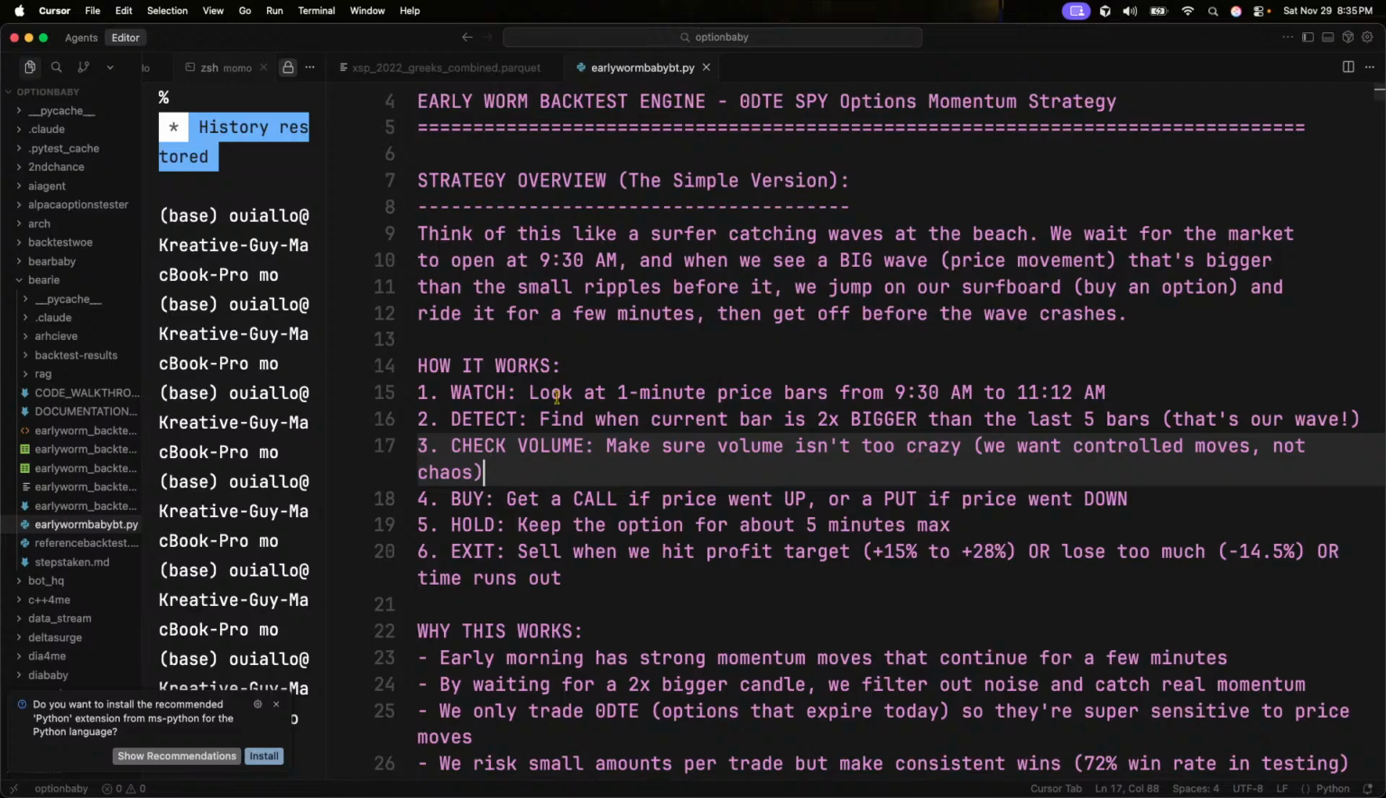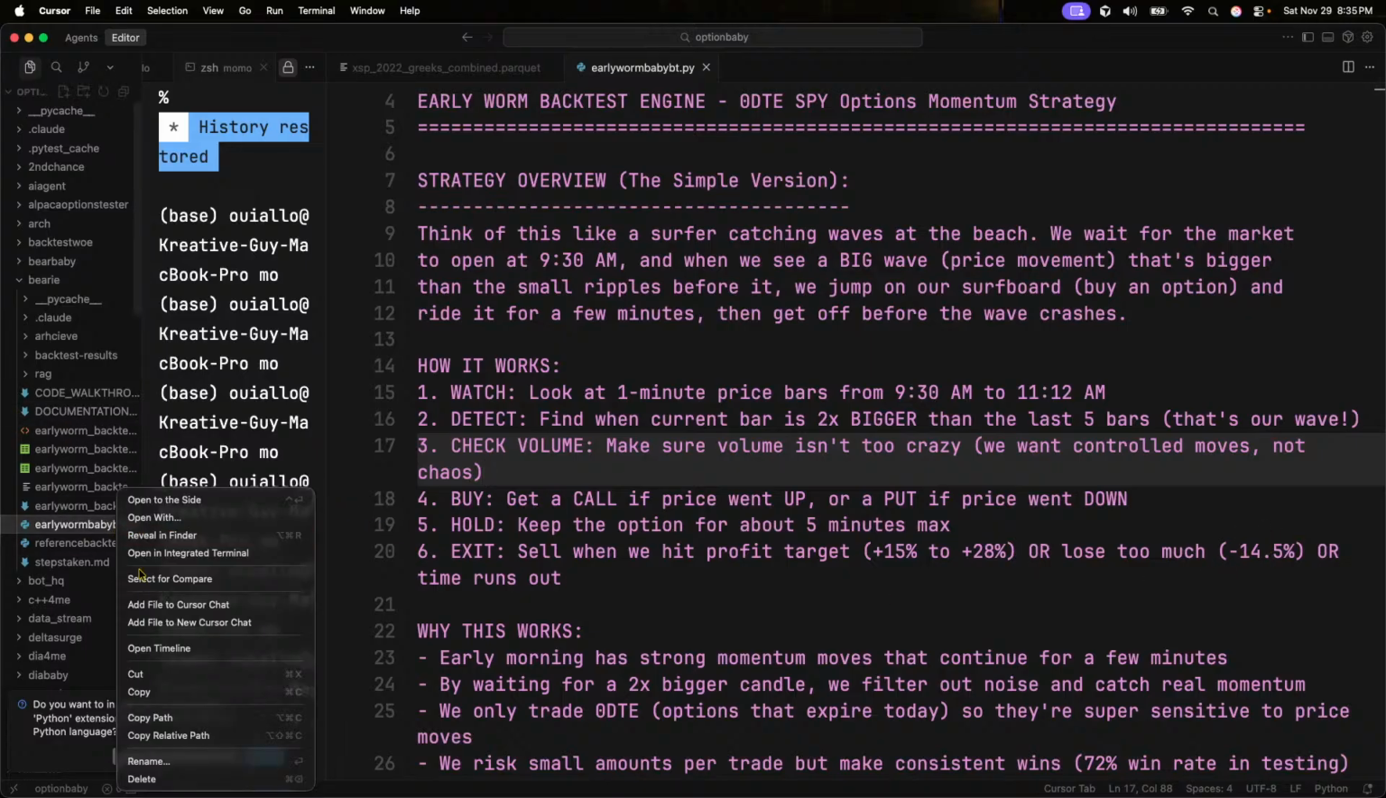So this is the strategy. It looks at the 1 minute chart, right, from 9:30 to 11:15, and then it detects if the bar is two times bigger than the last 5 bars, right? Then that's our wave. Then it checks the volume as well. If the price is going up, we're going to buy a call. If the price is going down, we're going to buy a put. We're going to hold it for 5 minutes max. Remember, in this strategy we're doing 2 minutes, right? And this is the profit target, and this is the stop loss, right?